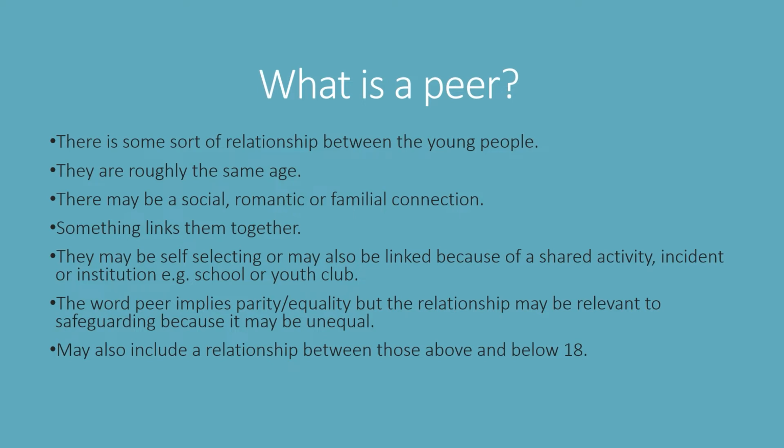Normally, the word peer implies parity or equality in their relationship. However, for the purposes of safeguarding, it is relevant to look at the power dynamics of peer relationships, as they may be the root of harmful or risky behavior. Though we can presume that peers would be the same age, often having just older peers can be a clear sign of safeguarding concerns.